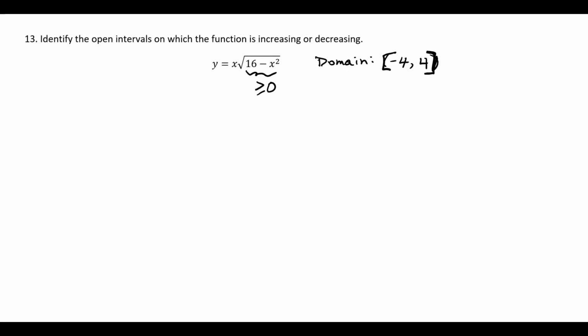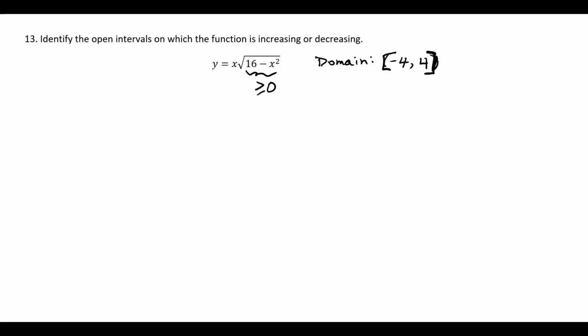Because if I plug in a negative 4, I'm going to have 16 minus negative 4 squared, which is 16. That's going to give you 0. That's okay. I can have 0 under the radical. The same thing with 4. If I plug 4 in, I'm going to get 4 squared, which gives me 16 as well. So 16 minus 16 is going to give me 0. I have no problems with that.